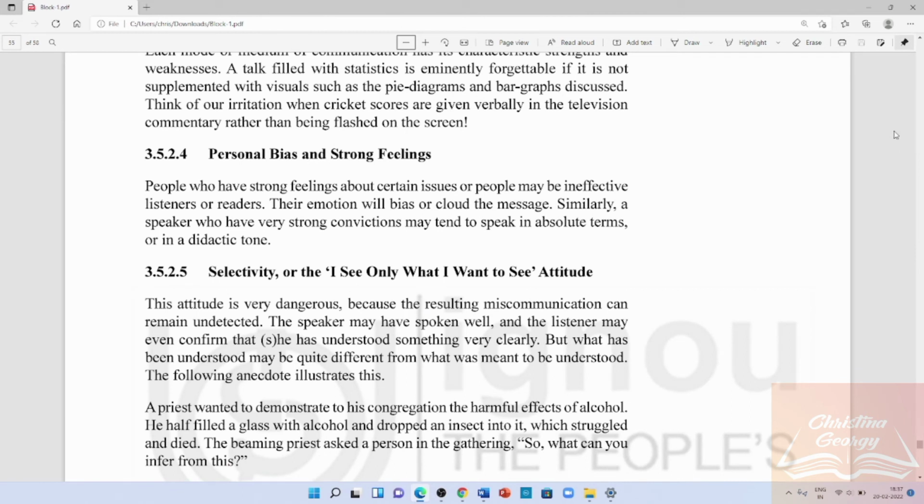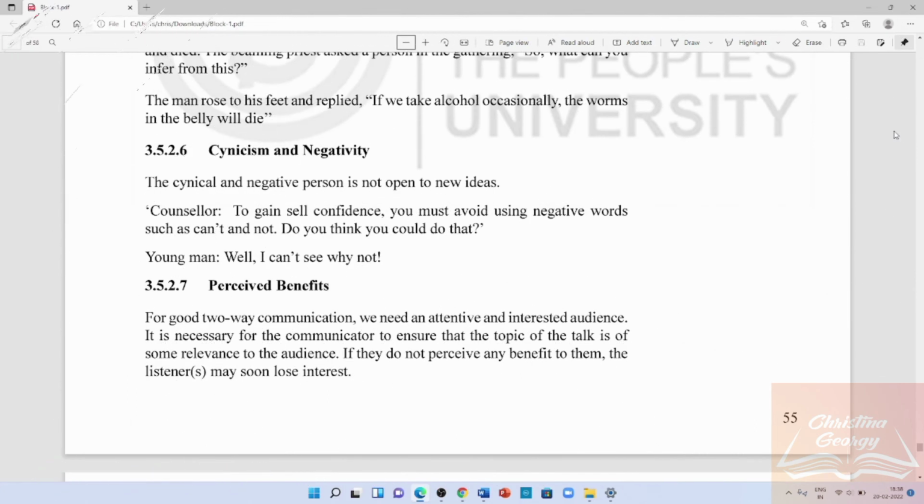Moving on to personal bias and strong feelings. People who have strong feelings about certain issues or people may be ineffective listeners or readers at times. All such personal bias can affect communication. Their emotion will bias or cloud the message. The next aspect, selectivity, or the "I see only what I want to see" attitude. Such an attitude also hinders communication. Same is the case with cynicism and negativity. The cynical and negative person is not at all open to new ideas.